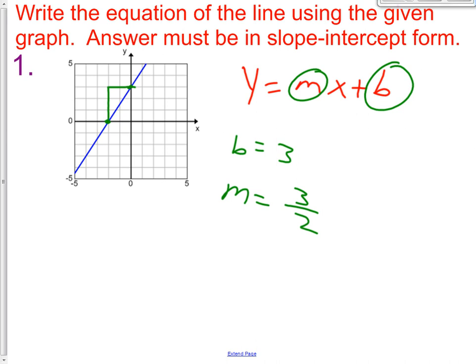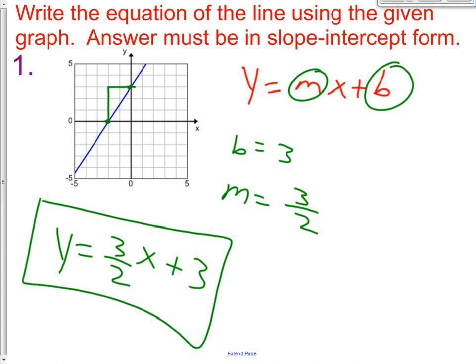My y-intercept is 3. My slope is 3/2. Y equals mx plus b. 3/2 x plus 3 is the answer for the very first one. Let's look at the second one.